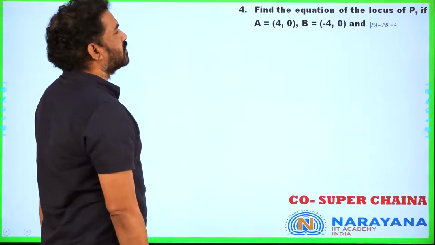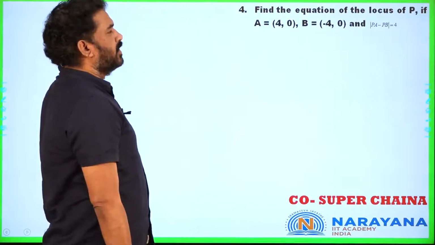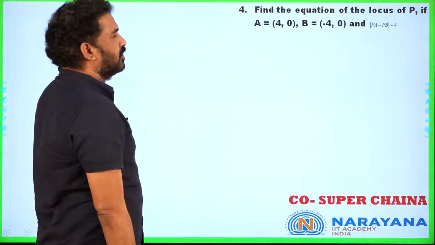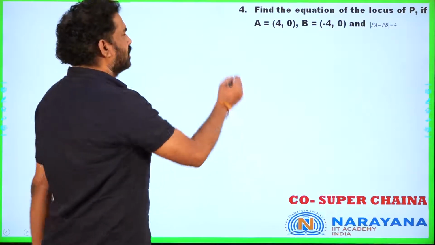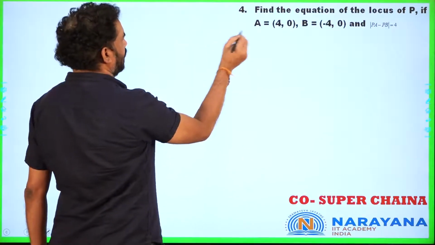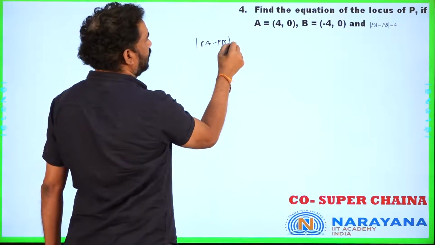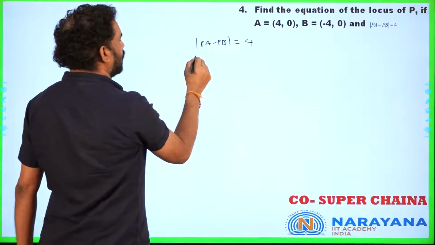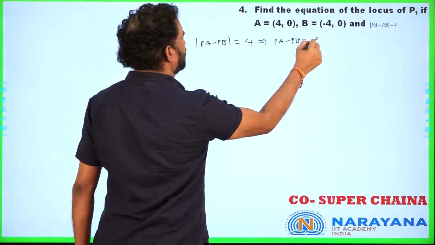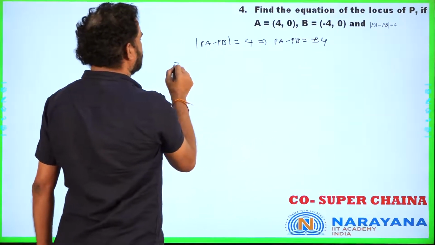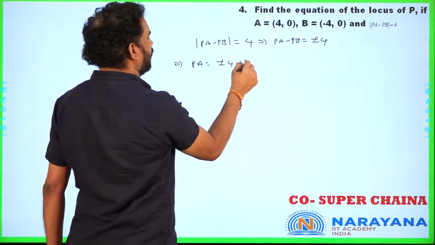Next, find the equation of the locus of P if A is (4, 0), B is (-4, 0), and mod of PA minus PB equals 4. Same model we have done now. So what we have to do? We have already done this with 6. So mod of PA minus PB equals 4. So this implies PA minus PB is equal to plus or minus 4. So this implies PA is equal to plus or minus 4 plus PB.